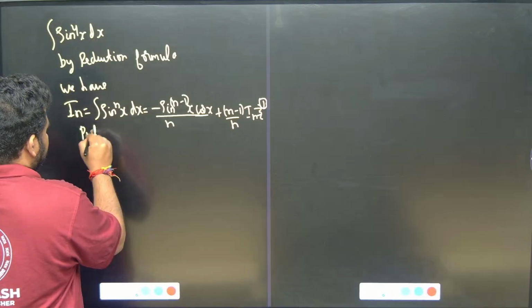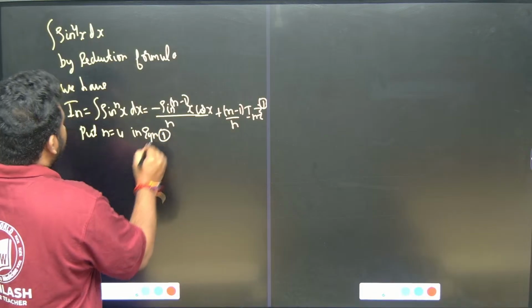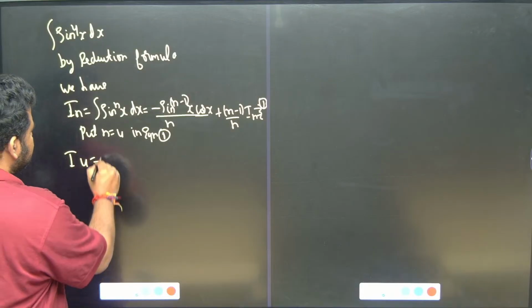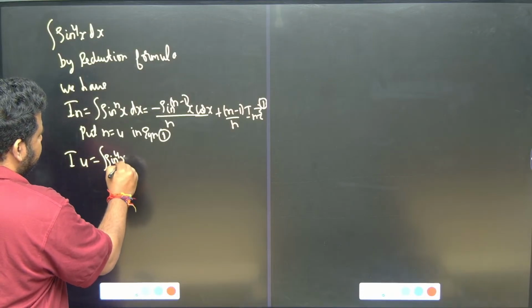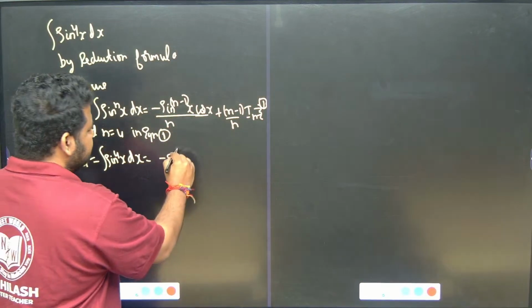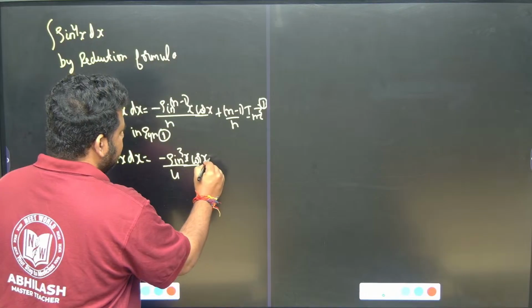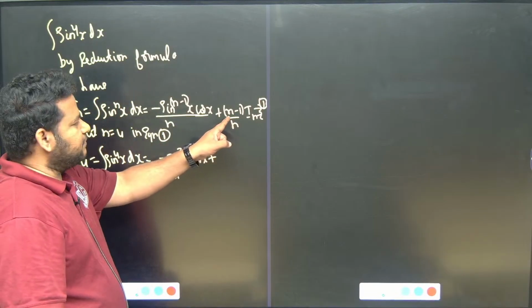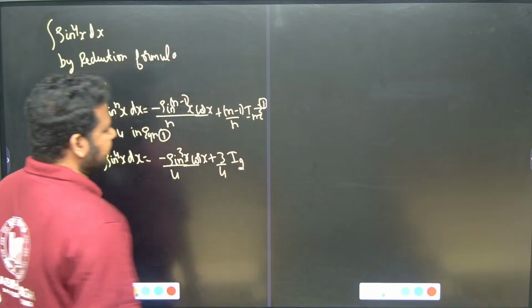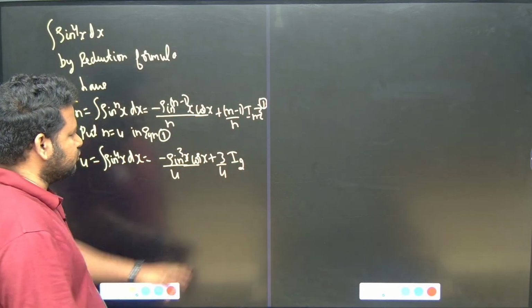Put n equal to 4 in equation 1, because here n is 4. So I_4 will be equal to the integral of sin^4 x dx, which equals minus sin cubed x, since 4 minus 1 is 3, divided by n, which is 4, times cos x, plus (4-1) by 4, which is 3 by 4, into I_(n-2), that is 4 minus 2, which is I_2.